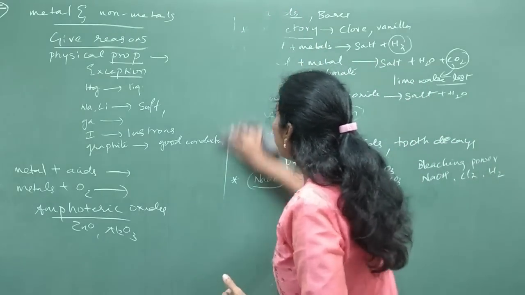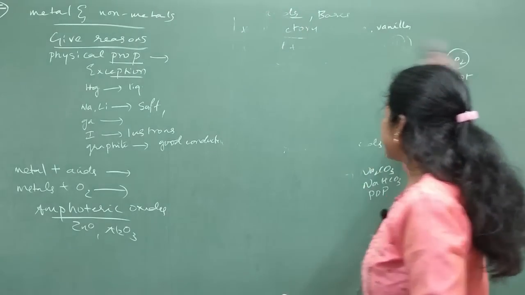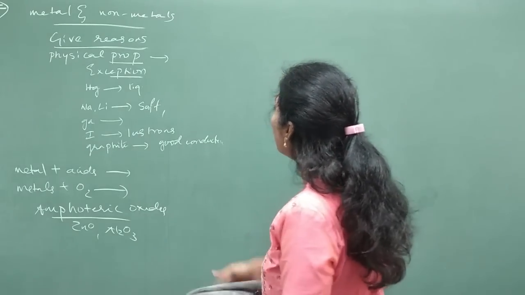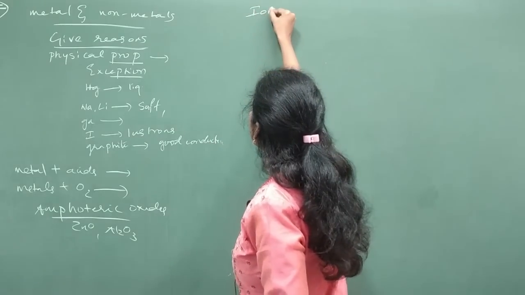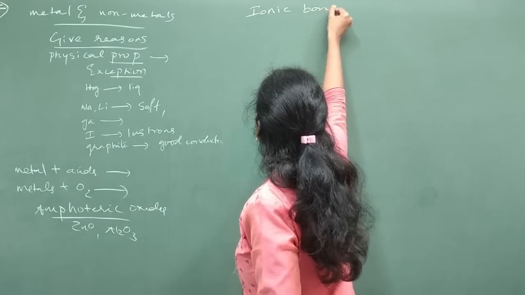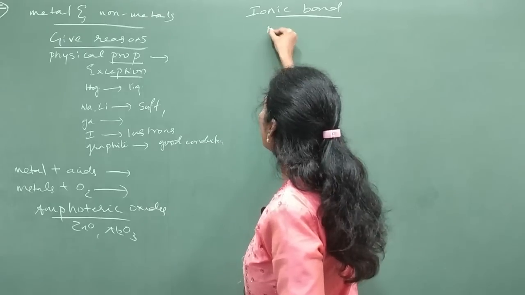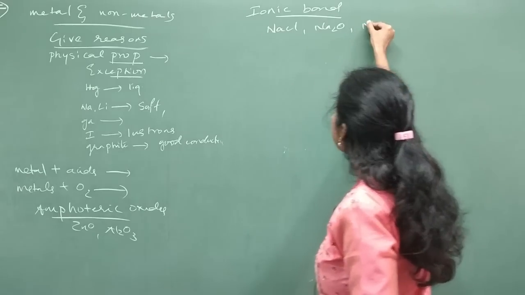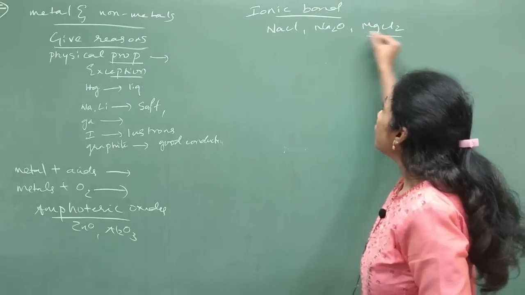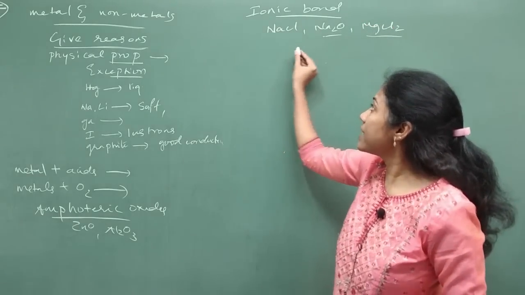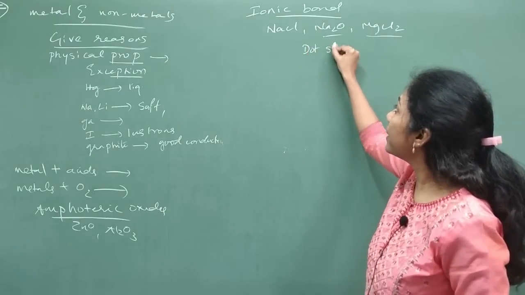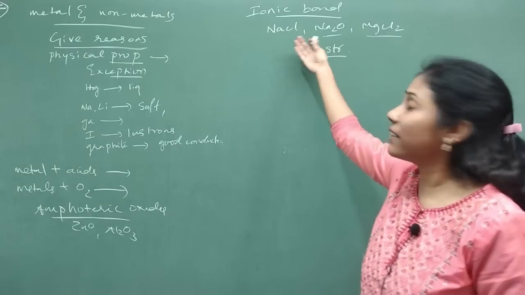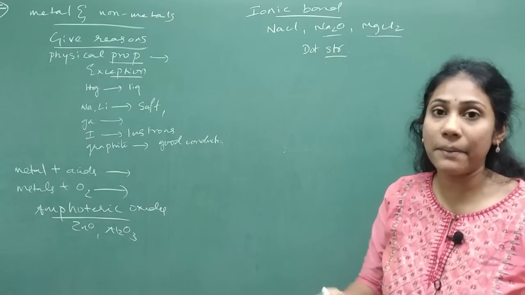Few more important aspects from the chapter are how ionic bond is formed and all about ionic compounds. So you should know ionic bond formation. They'll ask you how NaCl is formed, how sodium oxide is formed, how magnesium chloride is formed. You must explain the formation of these compounds with dot structure, so that you can expect it in the examination.